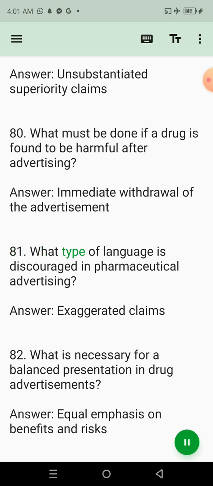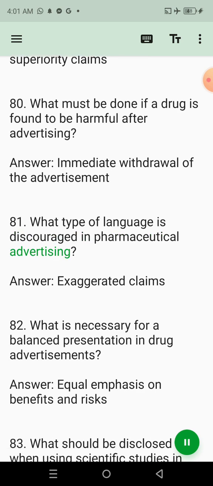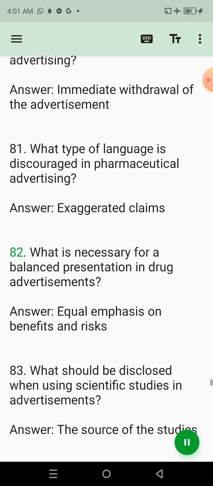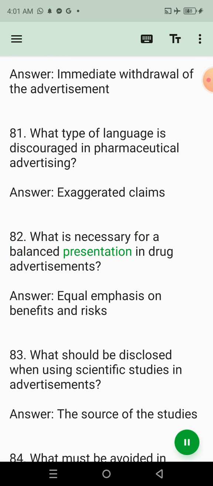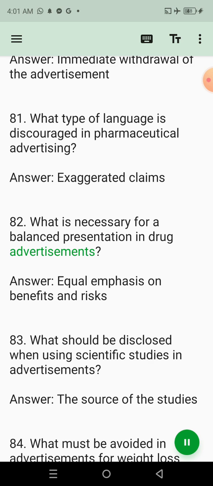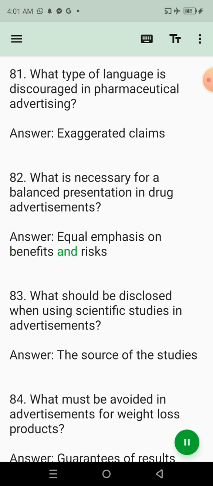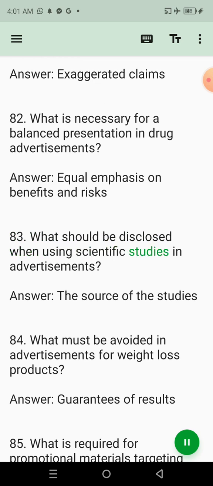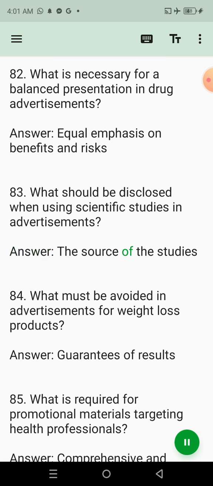81. What type of language is discouraged in pharmaceutical advertising? Answer. Exaggerated claims. 82. What is necessary for a balanced presentation in drug advertisements? Answer. Equal emphasis on benefits and risks. 83. What should be disclosed when using scientific studies in advertisements? Answer. The source of the studies.